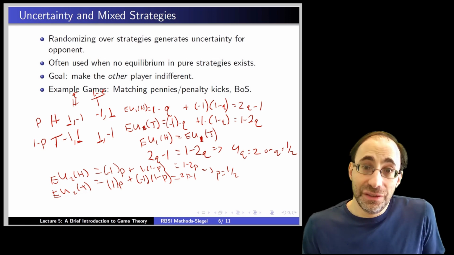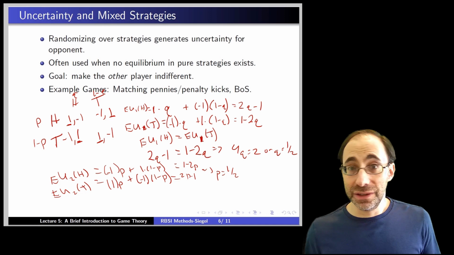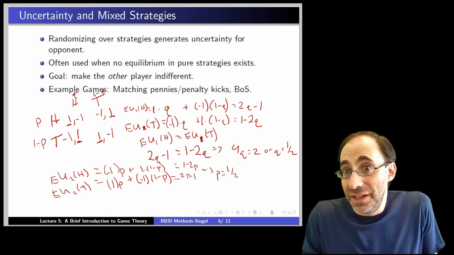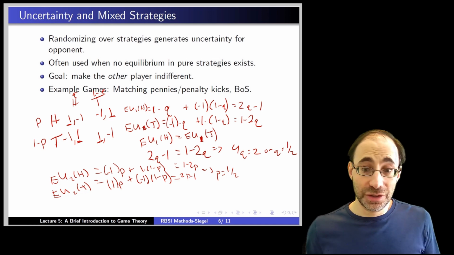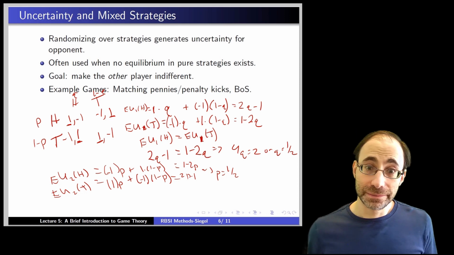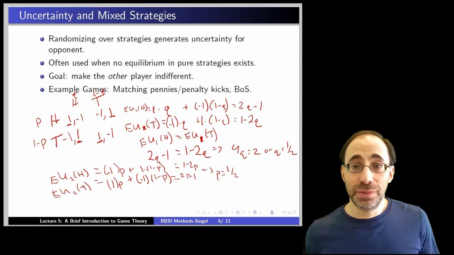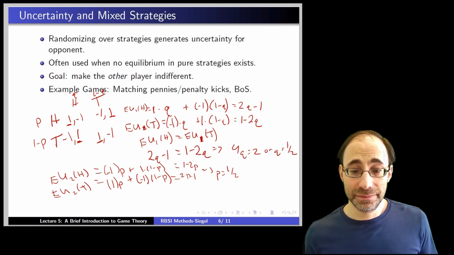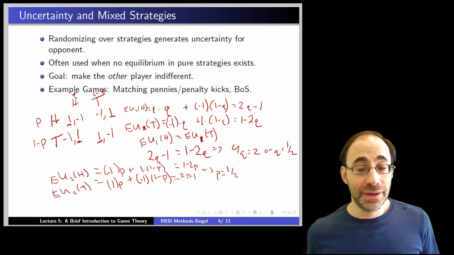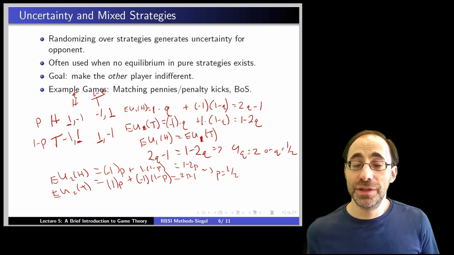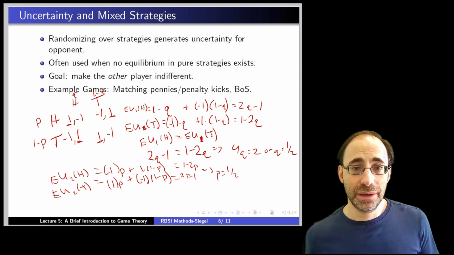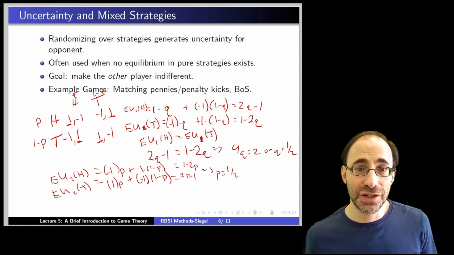Even though they could deviate, they don't care about deviating. They're indifferent, they have no incentive to deviate, they don't get better off by deviating, so this is fine, and this is an equilibrium. So in this case, both players should play heads and tails half the time. The one half, by the way, comes basically from the payoff structure.